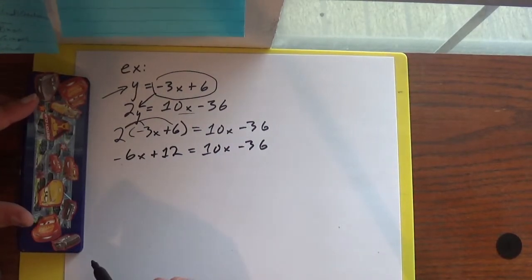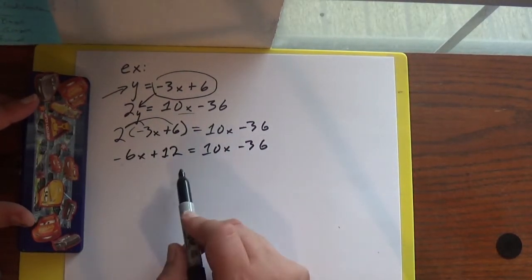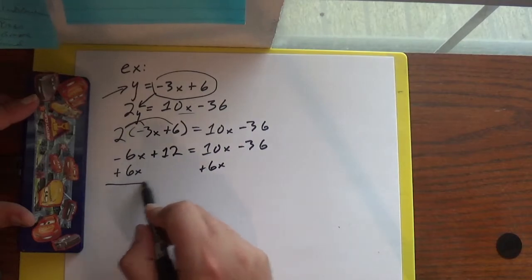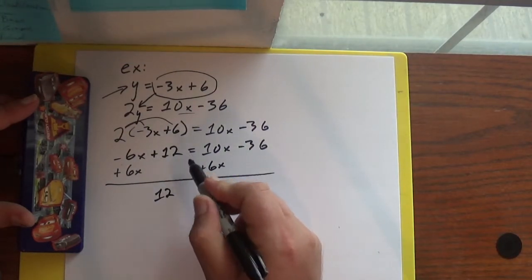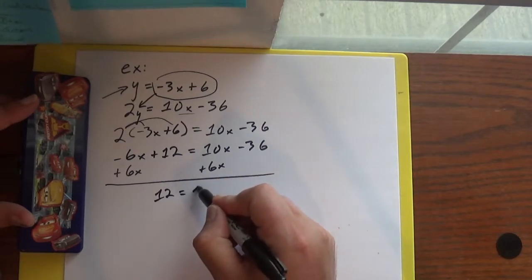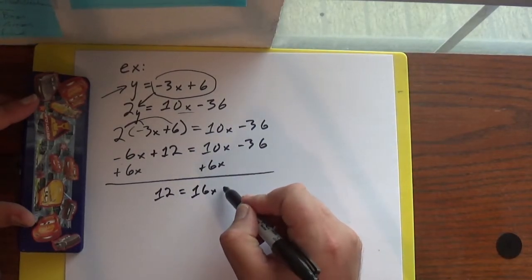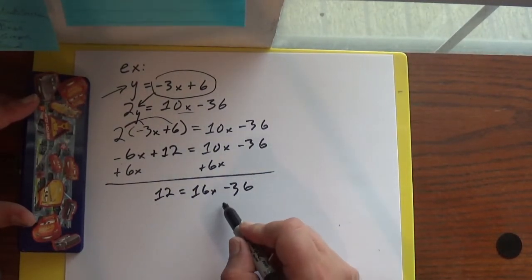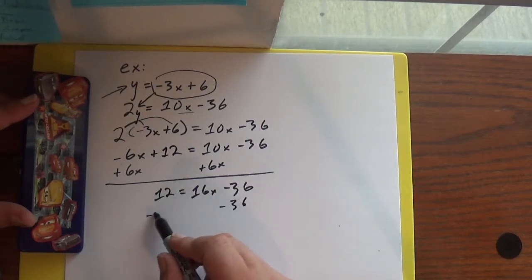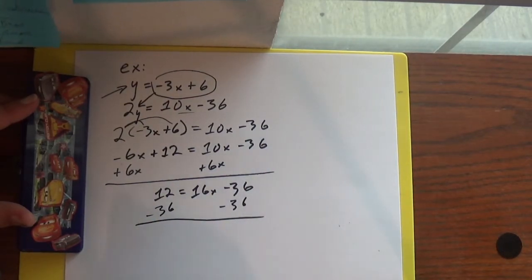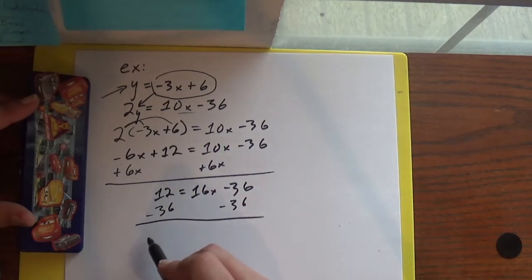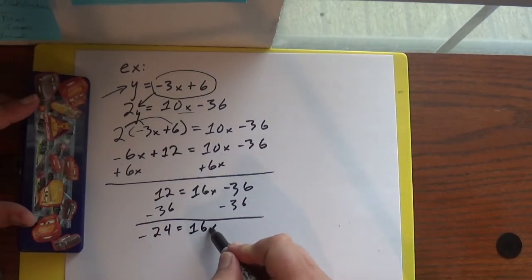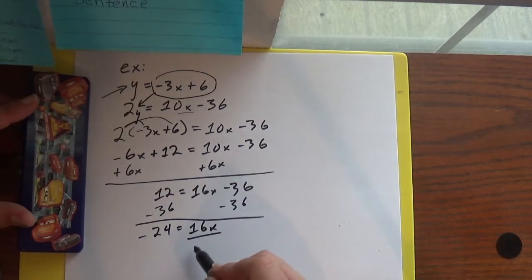Now I want to get my x's on the same side. I've got more x's over here, so I'm just going to put them over there. So I'll add and add. My 12 comes down, my equals comes down. I have 16 x's, and my minus 36 comes down. Now I need to get the numbers on the other side, so I'll subtract. And now I'll divide.